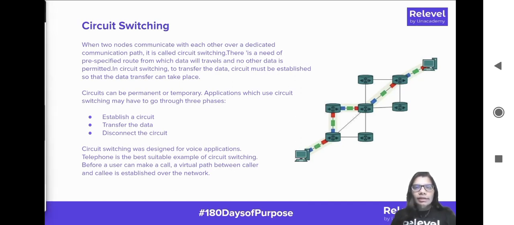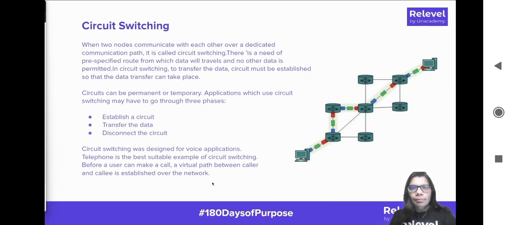Initially, circuit switching was designed for voice applications. The telephone is the most suitable example of circuit switching. Before a user can make a call, a virtual path between the caller and callee is established over the network. I hope it is clear what circuit switching actually is: establishing the circuit before the transfer of data.